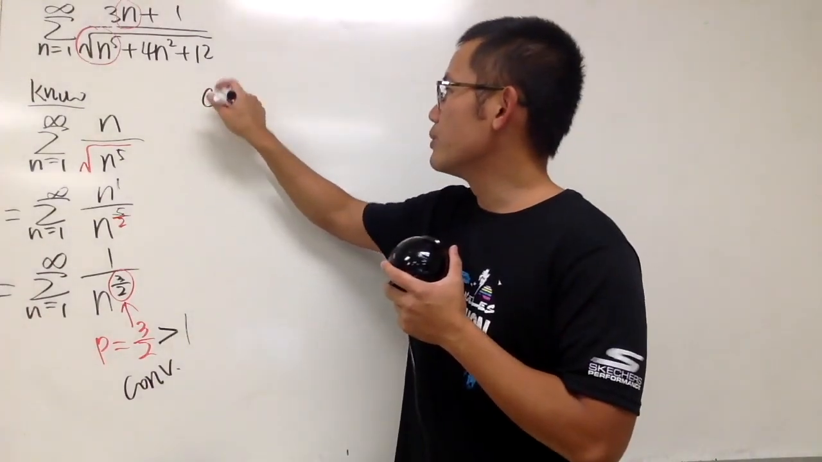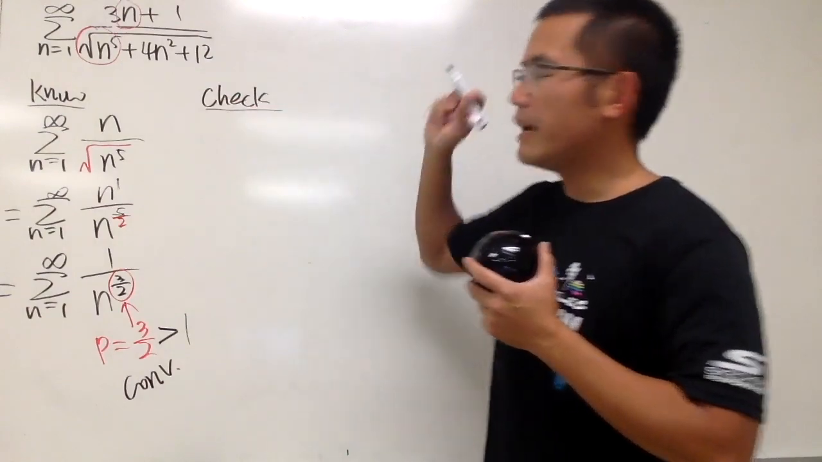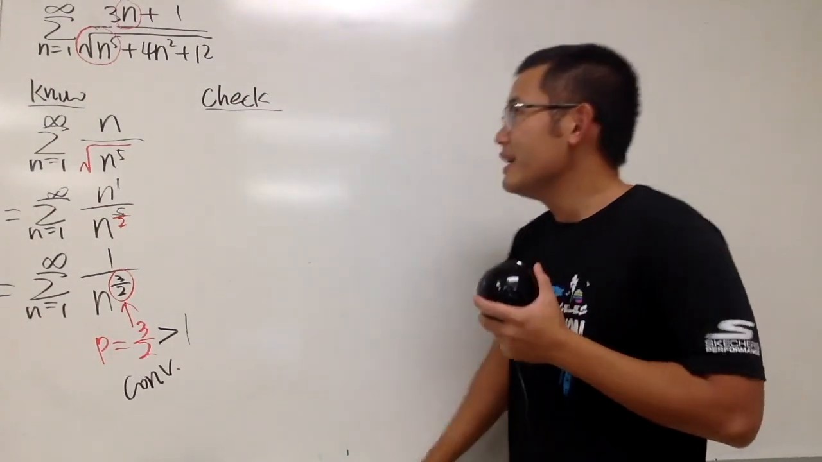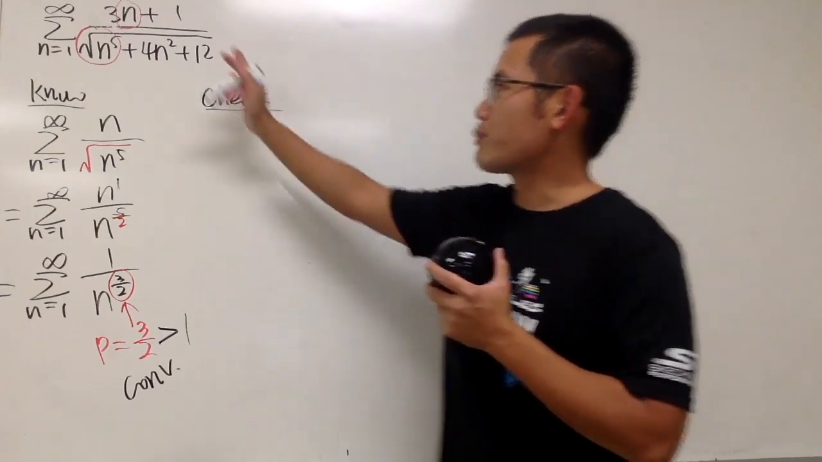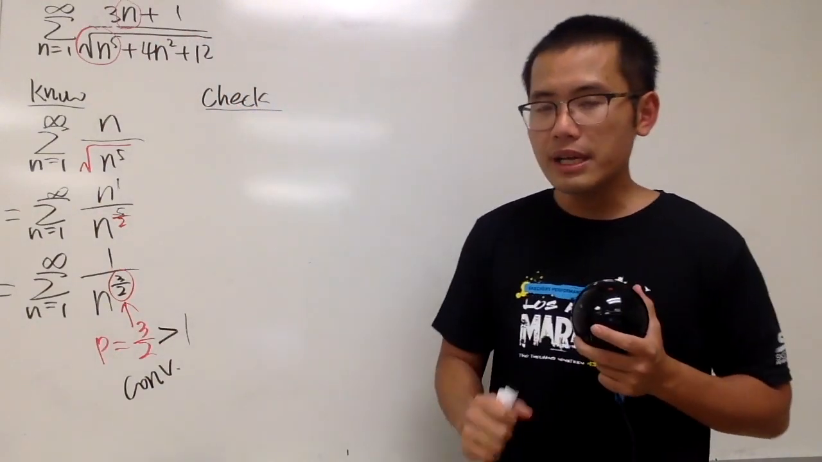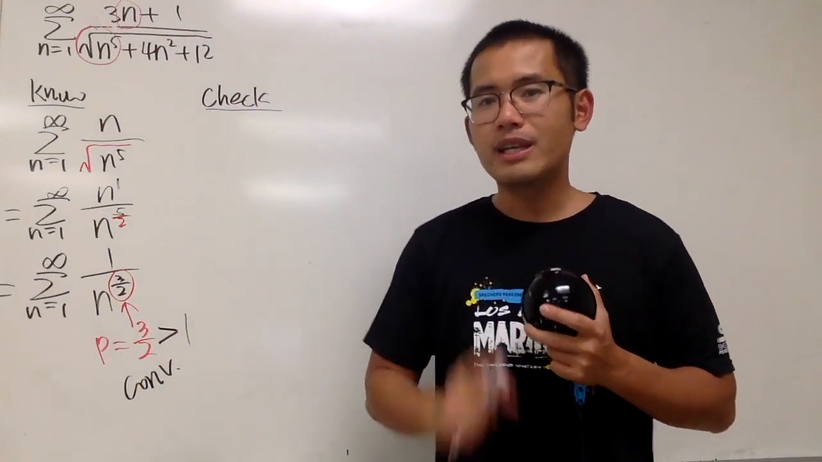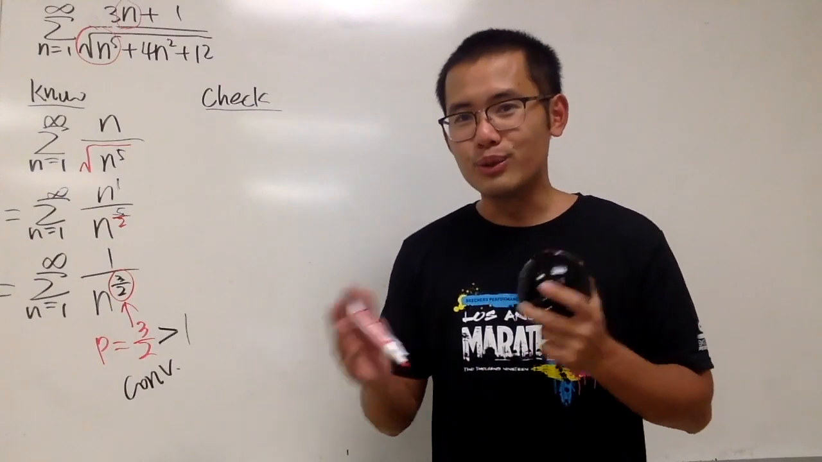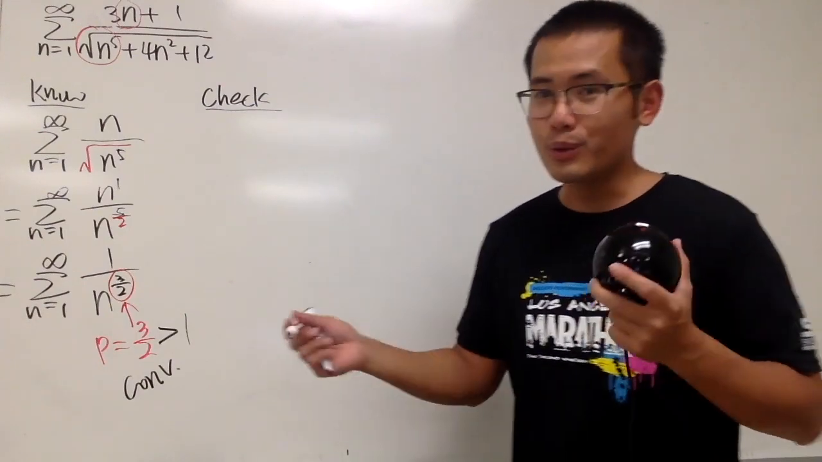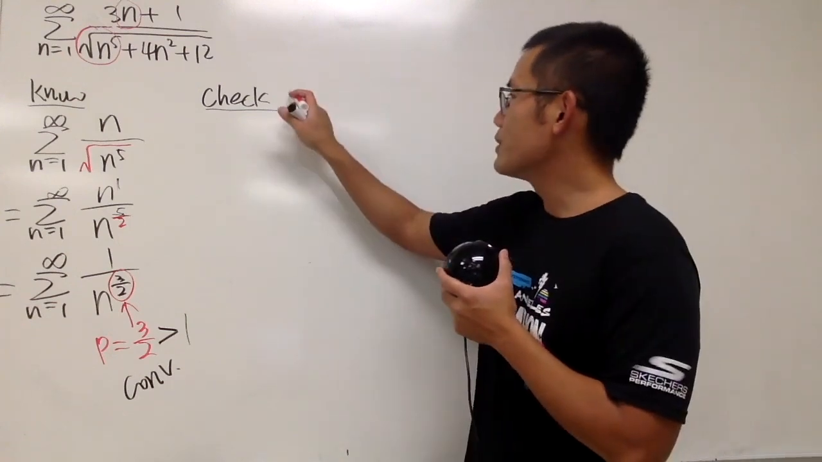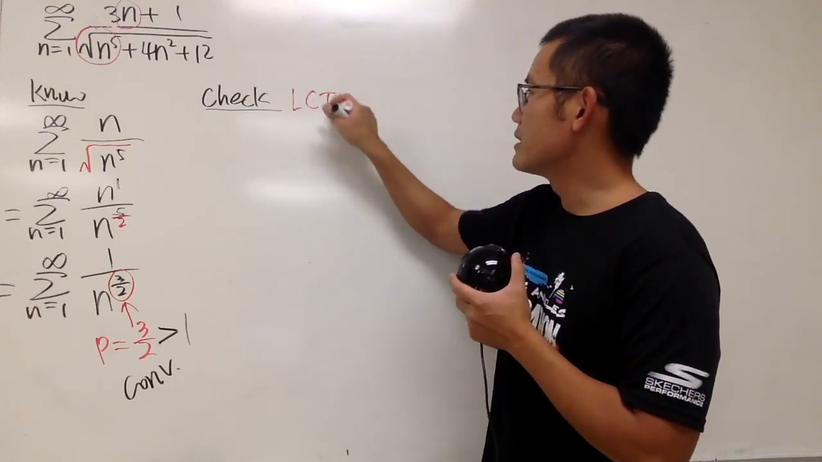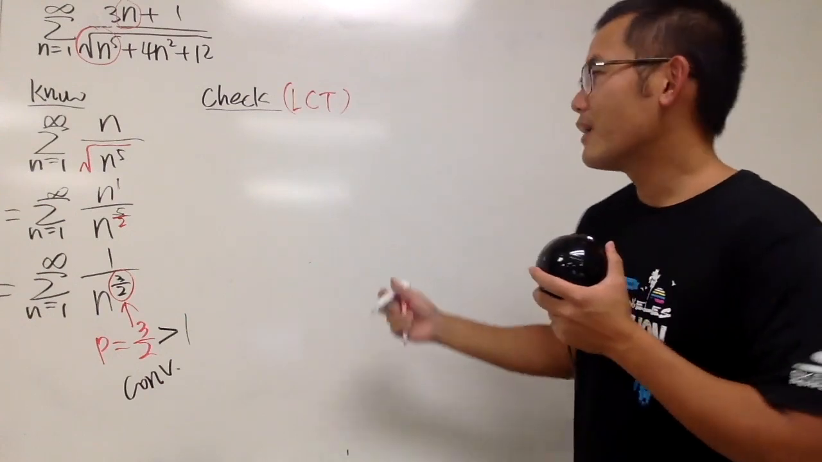Then we are going to do the check. Here is my recommendation. As you can see, this rational expression is pretty crazy. So in that case, it's a good idea to do the limit comparison test so that you don't have to do too much with the algebra with the inequality. So I will just use the limit comparison test. All right, so here we go.